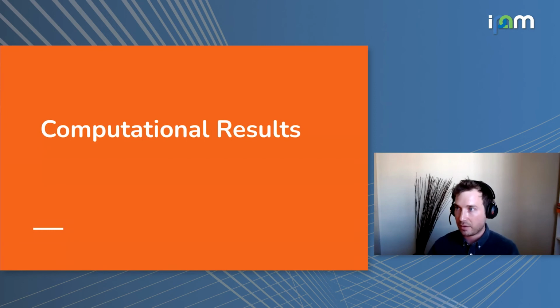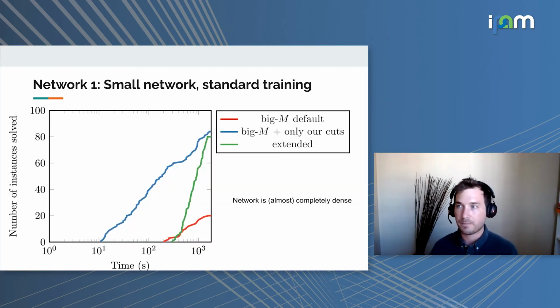Okay, so let's look now at the computational results. So what we have here is a small network that was trained to classify MNIST digits. And we're comparing three methods. So we're comparing the big M formulation, the extended formulation, and our new method in blue. And the way to understand this chart is that things to the top left are better. They solve more instances more quickly. So what we see here is that our new method dominates the other two approaches. It's able to solve more instances more quickly, which is nice.